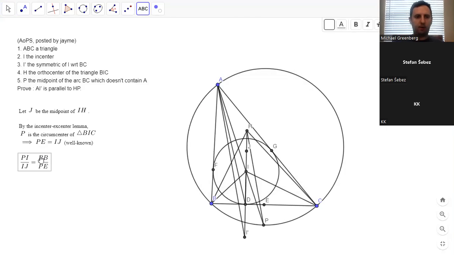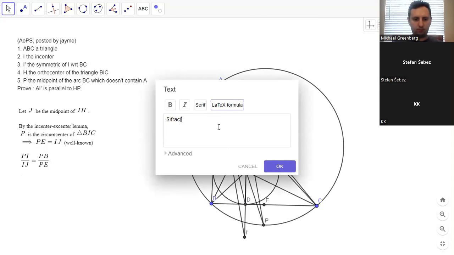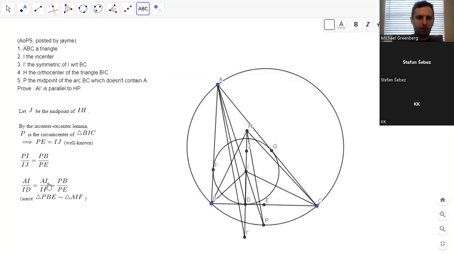Okay. And then we want AI over ID. And that's just AI over IF. That's equal to PB over PE, since triangle PBE is similar to triangle AIF. And that means that AD is parallel to PJ. Well, actually, we could just say that means that these two are similar.